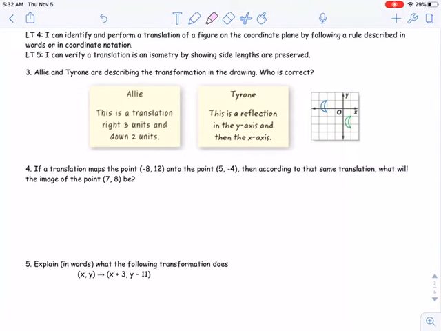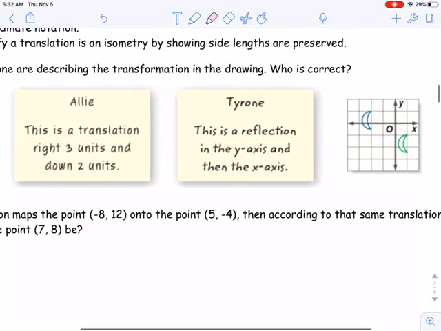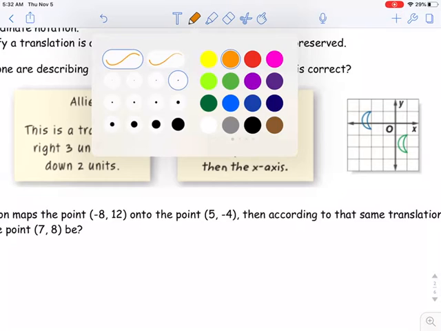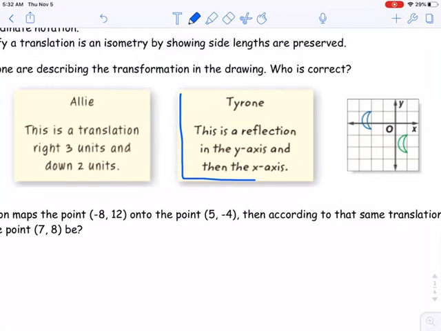Ali and Tyrone are discussing the transformations in the drawing. Who is correct? Alright, Ali said this is a translation, right 3 units and down 2 units. Tyrone is saying that this is a reflection across the y-axis and the x-axis. Alright, so reflecting, we had minimal stuff about reflecting, but let's talk about this. If it's reflecting over the x-axis or the y-axis, that's the mirror here. Well, it's going to be somewhere over there. So we already know it's wrong because then I reflect over the x-axis and it goes there. Alright, so Tyrone is wrong.